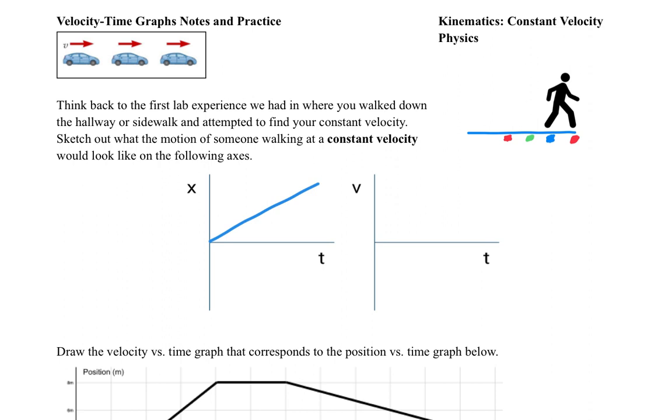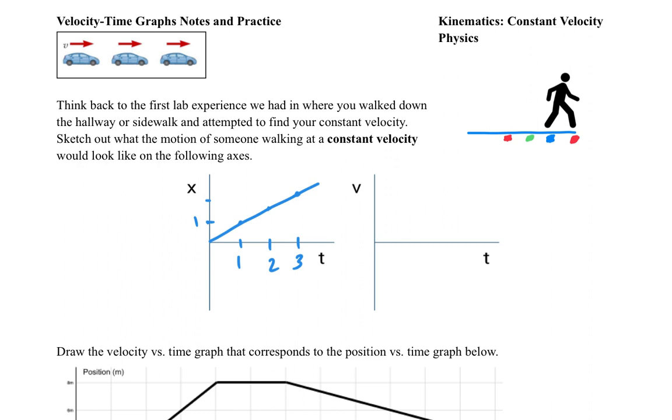And let's go ahead and talk about some numbers. Let's assume that at 1 second of time, the person had traveled 1 meter. And at 2 seconds of time, the person had traveled 2 meters. And at 3 seconds of time, the person had traveled 3 meters. We would know then that their velocity is 1 meter per second. And it doesn't change, right? They're always going 1 meter per second. We know that that's constant velocity.